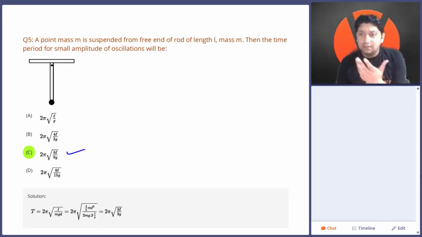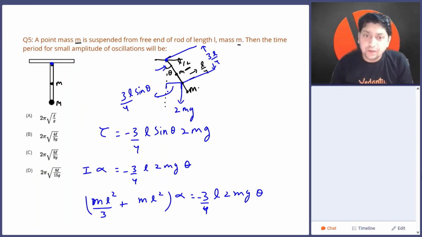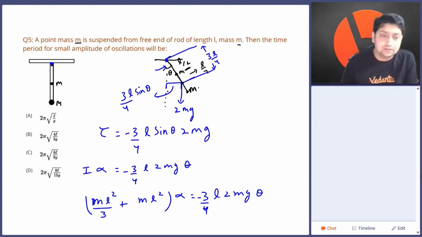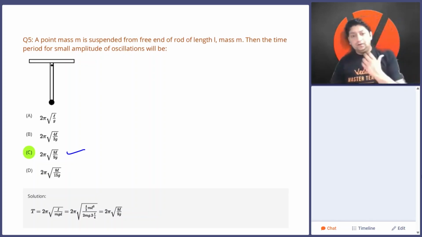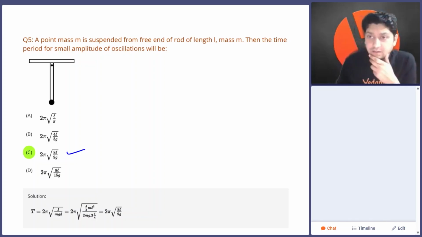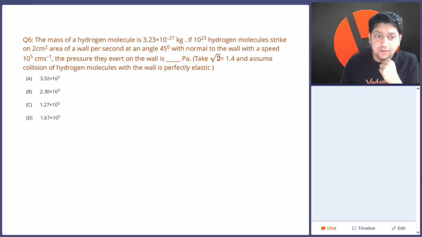Okay, and yes, I have done the complete derivation of how to find the time period in such cases, but a direct formula can also be applied, that is, the time period in such cases is nothing but 2 pi under root I by mgd, where I is the moment of inertia of the system and d is the distance of the center of mass from the axis of rotation, right. So this is the scenario. Let's move to the next question.